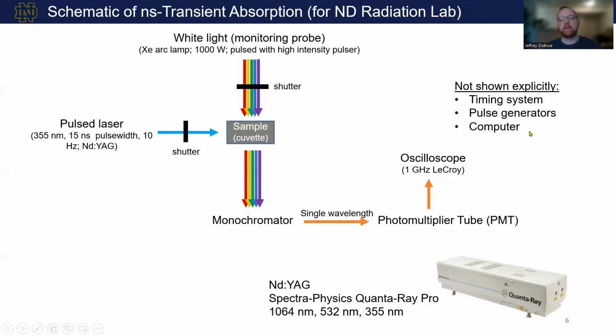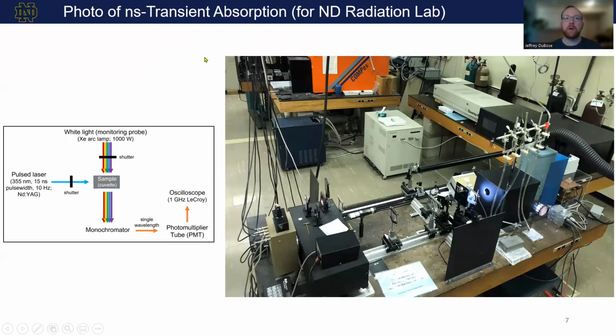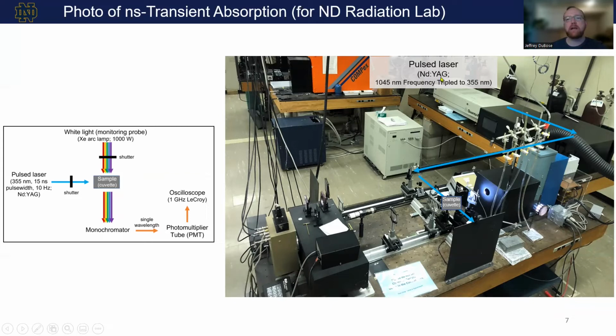So this is the schematic, but I think it's a little more useful to show an actual picture of one of these setups. This is a photo of our nanosecond TA system, our flash photolysis system in the radiation lab. Here we have our laser, our Quanta-Ray from Spectra-Physics. It's an Nd:YAG laser. It has a 1064 nanometer fundamental, and that gets frequency doubled to 532, and then typically up to 355 nanometers for excitation, and that all happens in this region. Essentially, our laser pulse comes through here, hits a series of mirrors, and is incident on our sample, typically some sort of cuvette full of some interesting solution.